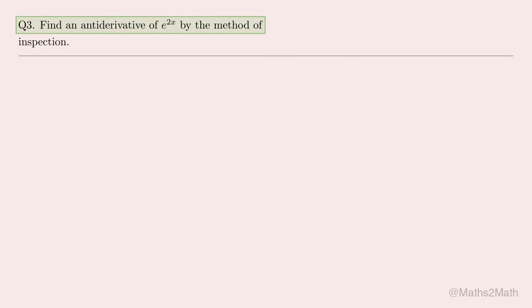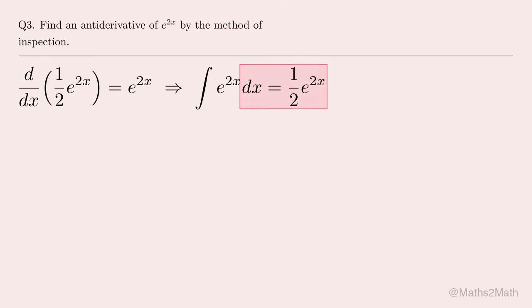Question 3, the exponential with doubled exponent. The chain rule factor 2 must be divided away. Half of e to the 2x differentiates back exactly.